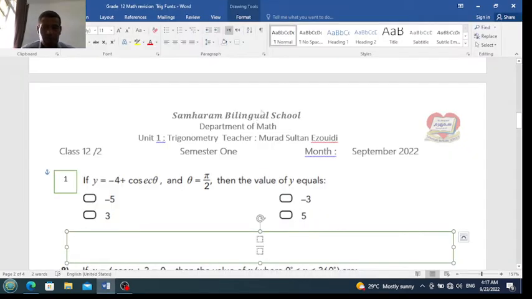So this is your school, the Department of Math. The unit is trigonometric functions. The teacher is Marzutanzvidi, class 12, semester 1, month September 2021. Question number 1 is taken from the final exam, which is question number 7. Okay, so this is the final exam.